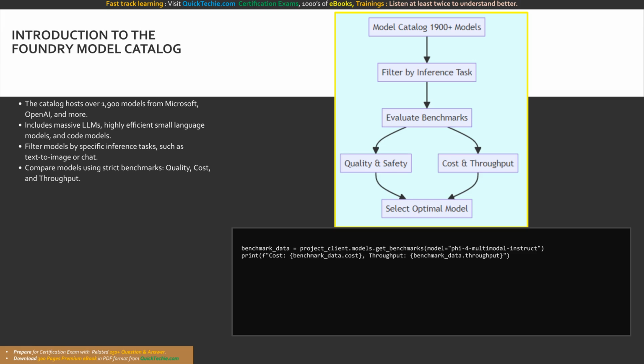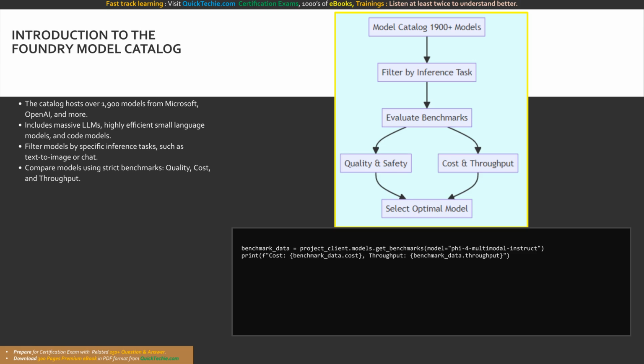For instance, if you are building a simple text classification tool, using a massive, expensive LLM is architectural overkill. A smaller model will achieve the exact same result, with significantly lower latency and cost. By rigorously filtering the catalog by specific inference task, such as text-to-image, document translation, or conversational chat, and meticulously comparing these precise benchmarks, you ensure your enterprise applications are built on the most optimal cognitive engine available to you. Let us now move forward and look at exactly how we deploy these selected models into our Azure environment.